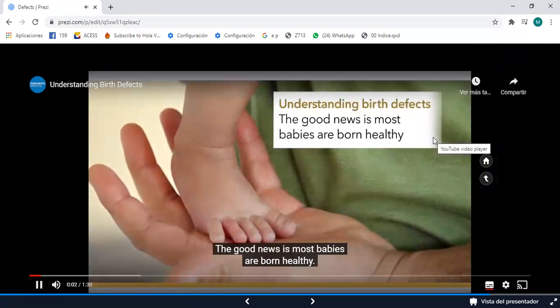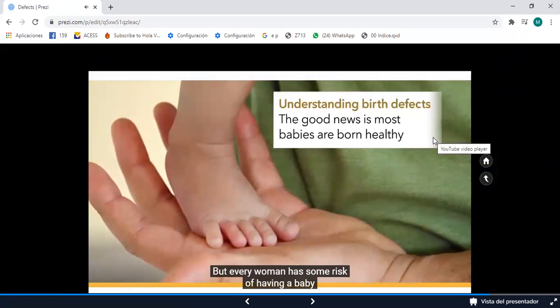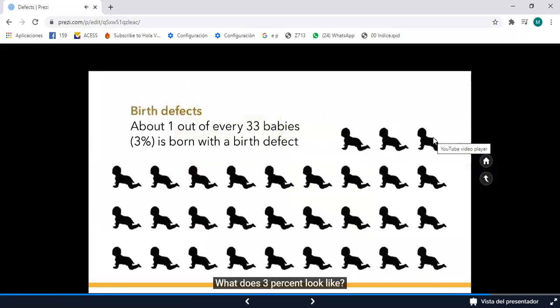The good news is most babies are born healthy, but every woman has some risk of having a baby with a birth defect. About 3% of babies born in the U.S. have a birth defect. What does 3% look like? Imagine a room with 33 pregnant women. Out of that group, there may be one whose baby has a birth defect.